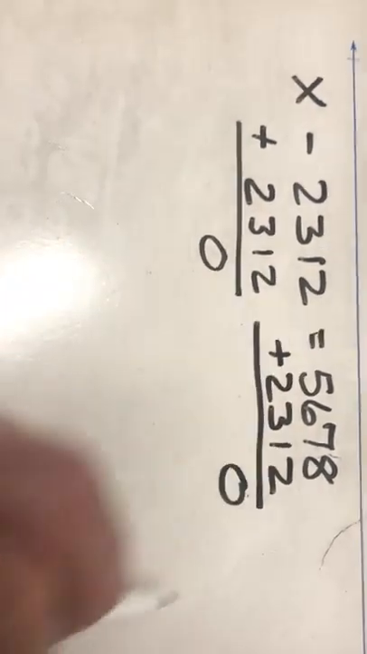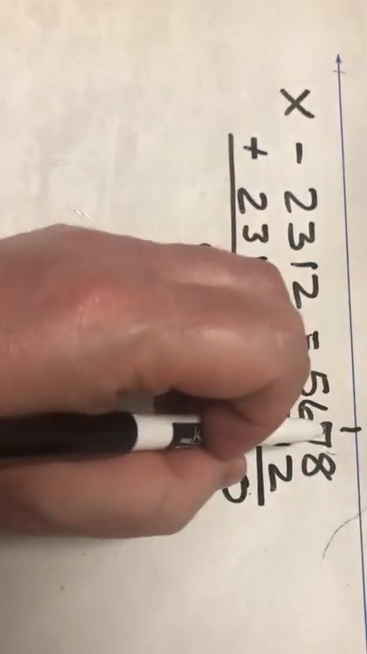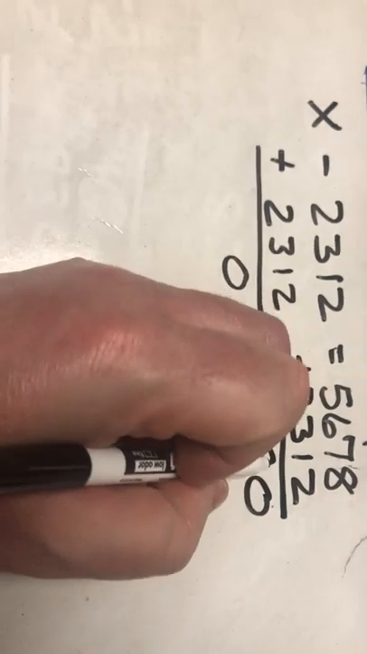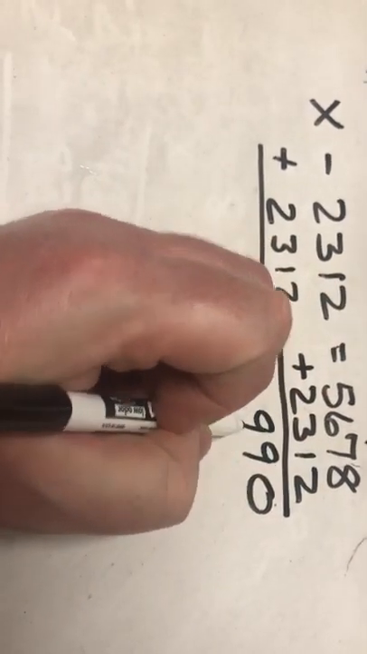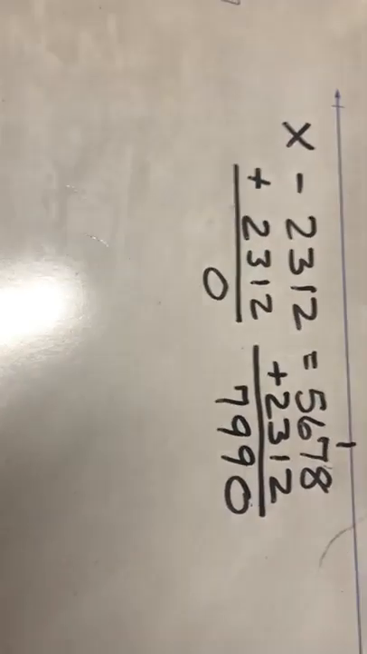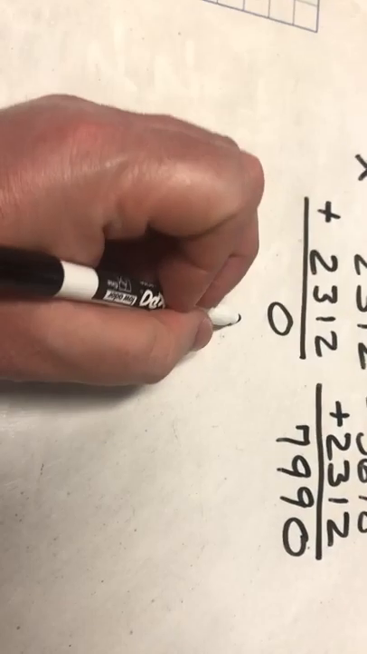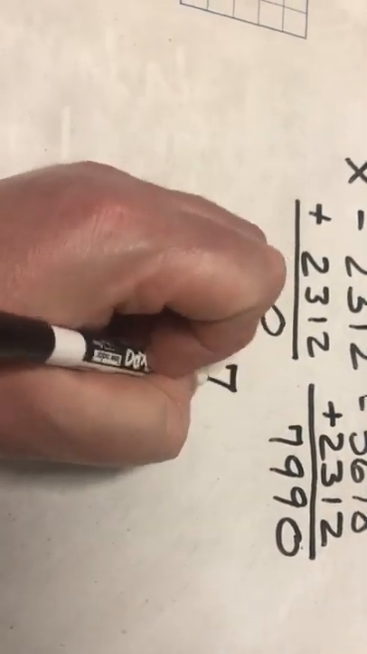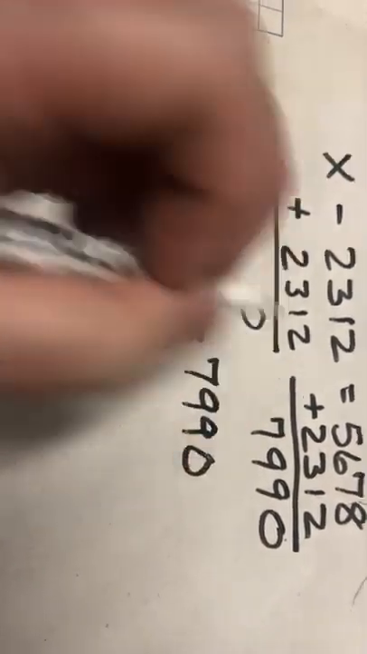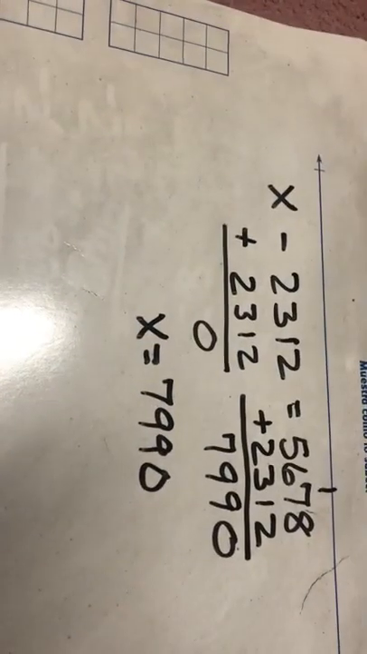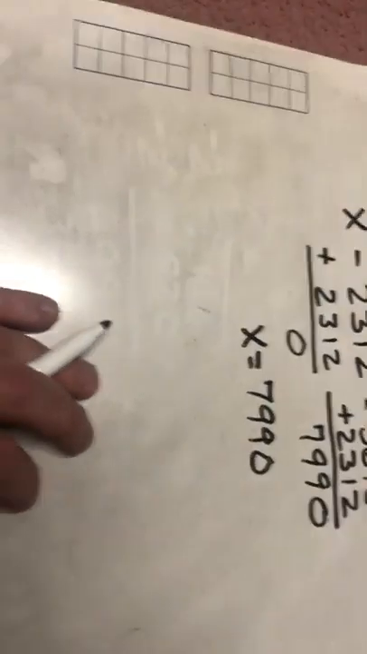8 plus 2 is 10. Put the 0 down, carry the 1. 1 plus 7 is 8, plus 1 is 9. 6 plus 3 is 9. 5 plus 2 is 7. 7,990. X equals 7,990. All right, let's look at one more.